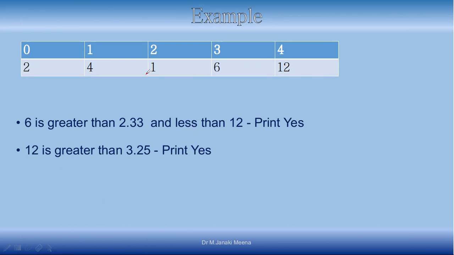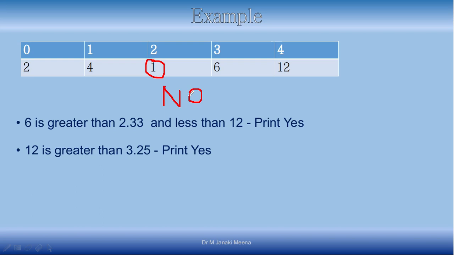Next we have to consider the element 1. When you take 1, the average of the elements occurring before it will be 3, that is 2 plus 4 by 2, so 6 by 2 will be 3. This 1 is not greater than the average of the elements occurring before it. So for this we will have to print no.